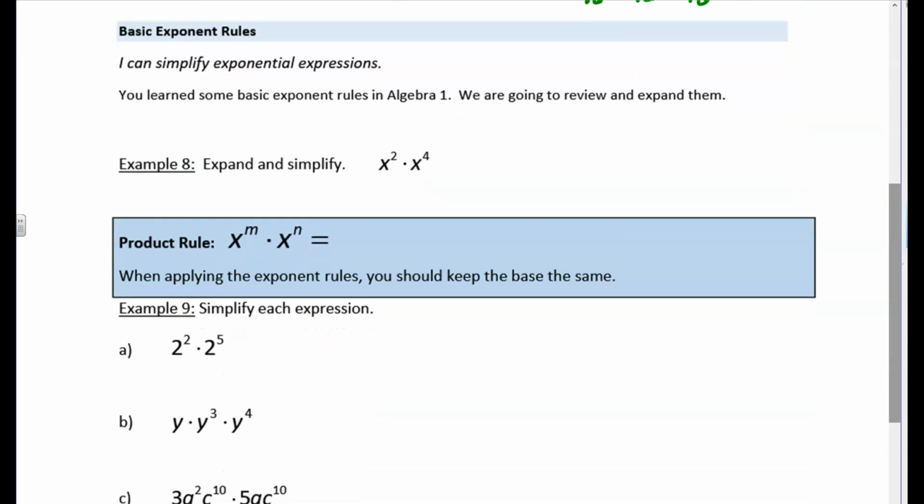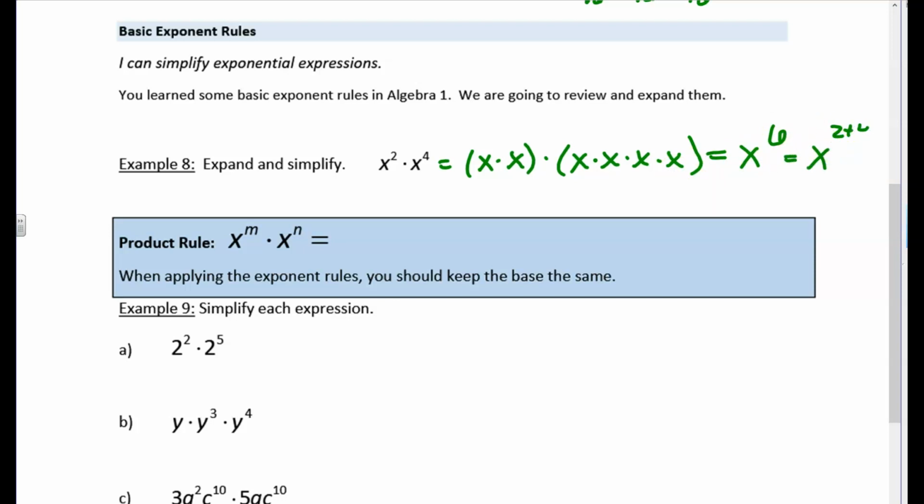Okay, let's talk about exponent rules. So here, if I have x squared times x to the 4th, well, x squared is x times x, and x to the 4th is x times x times x times x. When I count all that up, I get x to the 6th. And if you notice, x to the 6th is the same thing as x to the 2 plus 4.